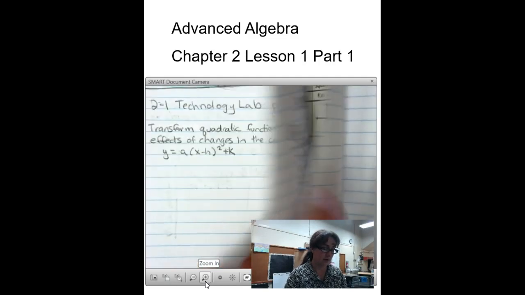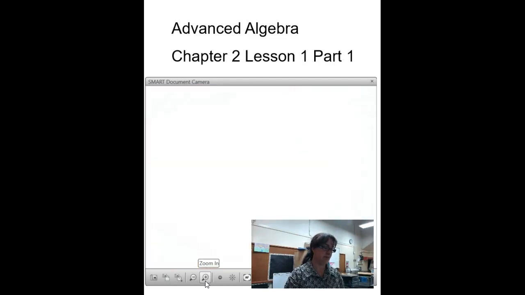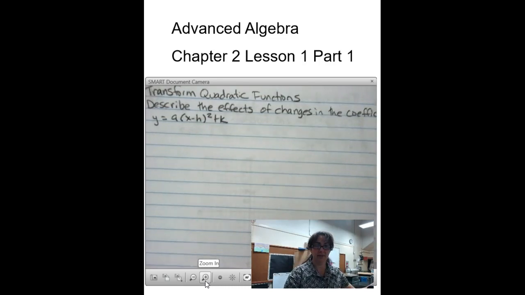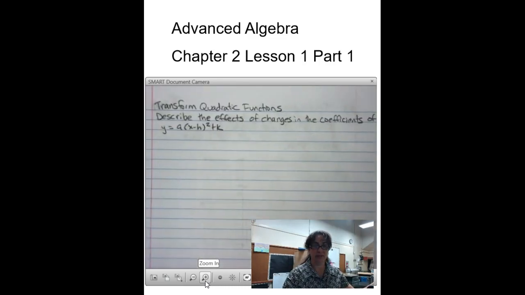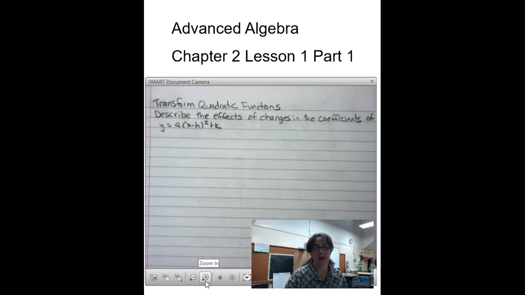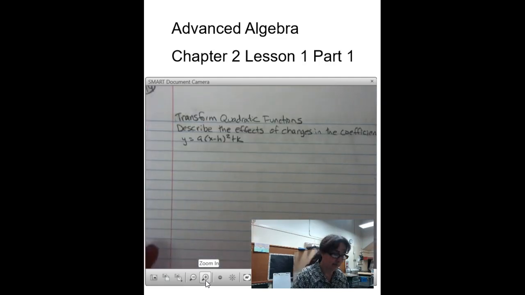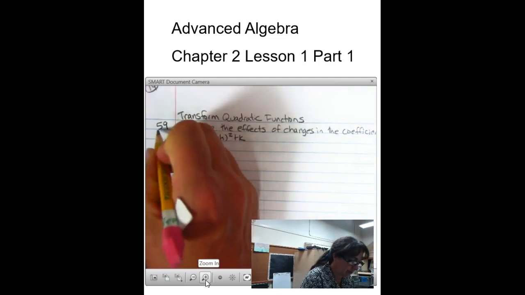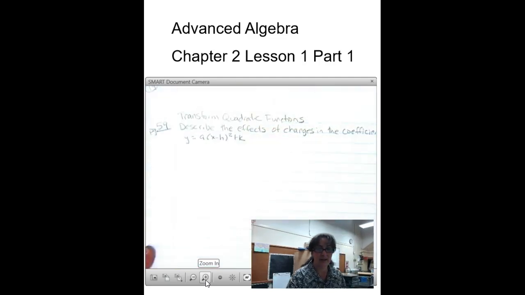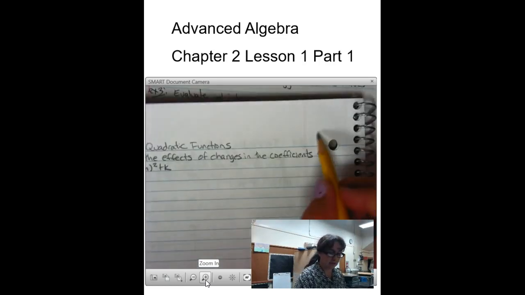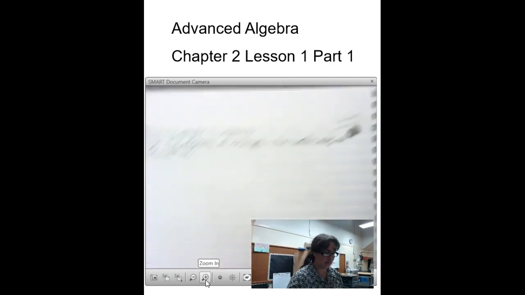So on whatever page you're on to take notes, please go ahead and put the objective up there and the date. We're going to transform quadratic functions. We're going to describe the effects of changes in the coefficients of y equals a(x minus h) squared plus k. Also, it's on page 59. And over here on the side, I'm going to add page 59, and that way if I need to look in the book, I'm not confused later of where that was. And over here you should put the date. Okay, please put the date there.